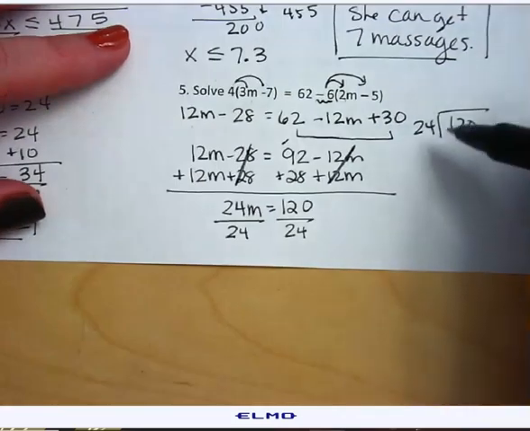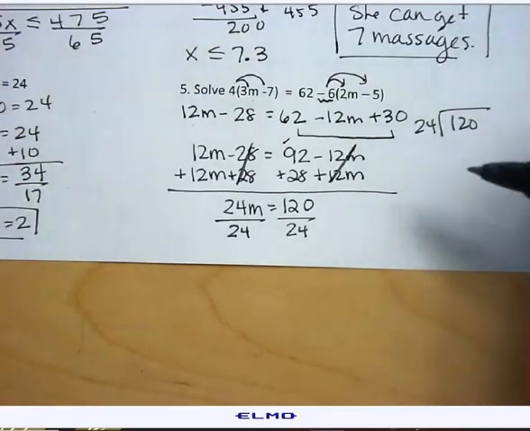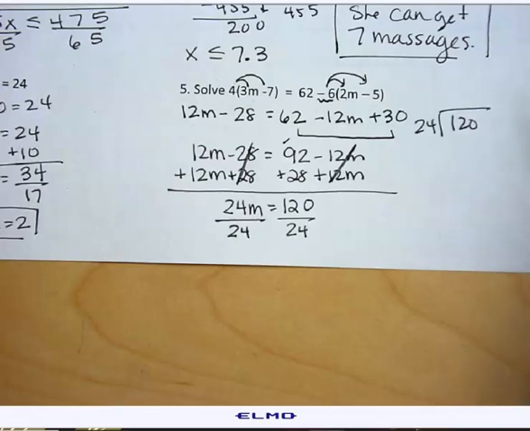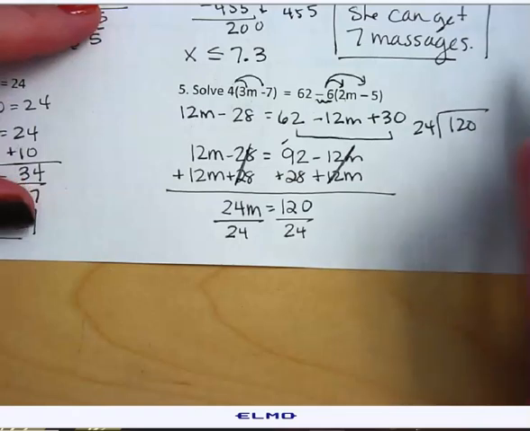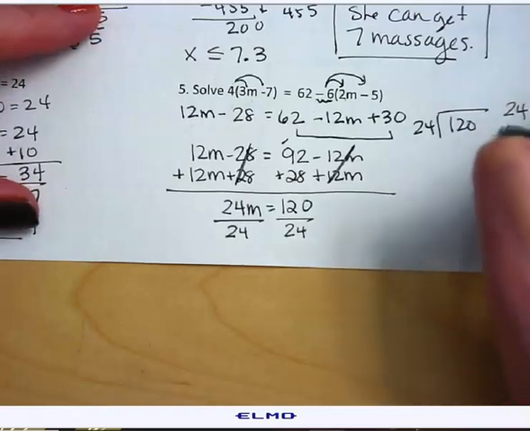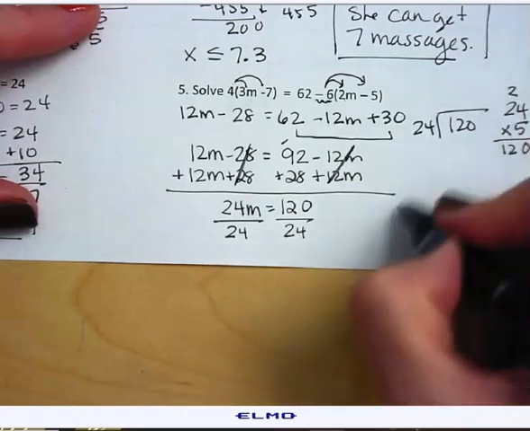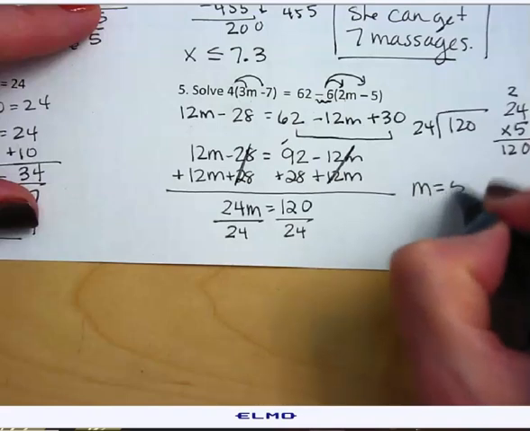I know that 25 goes into 100 4 times, but this is a little bit bigger than 100, so I'm going to guess maybe it goes in 5 times. So let me try that out. Oh, and it goes in perfectly. So m equals 5.